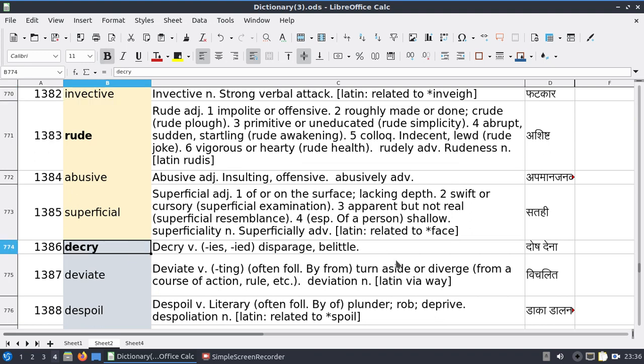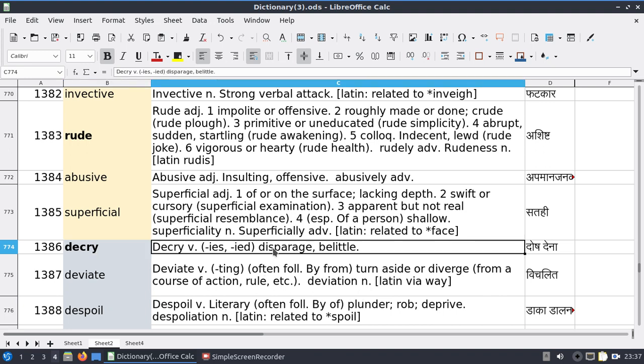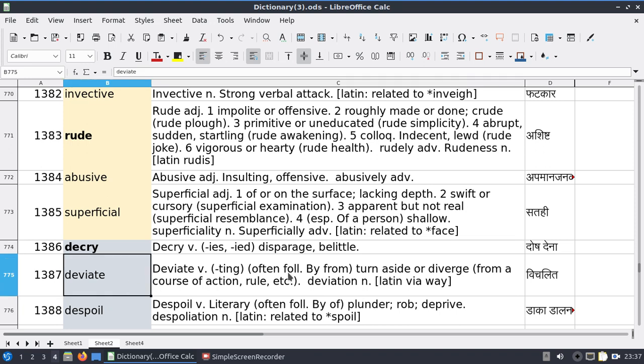Decry. Decry means disparage. We had discussed earlier also. Disparage, decry, this finding fault. Right, that is decry. Deviate. Deviate is deviate from something. It is not the usual route. You are deviating from the usual route. That is deviation.